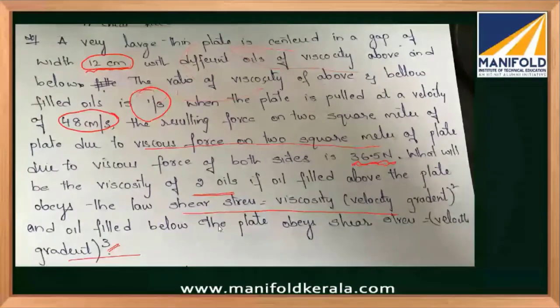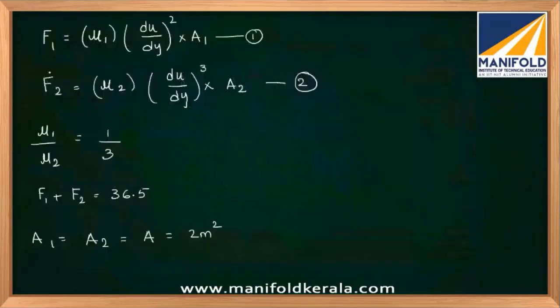He has given width also, 12 centimeters, in the first line itself. We forgot to write that width, that is nothing but y is 12 centimeter. This is the given data. Anyone has any issue with the given data, please you can ask me with voice or with your comment also.